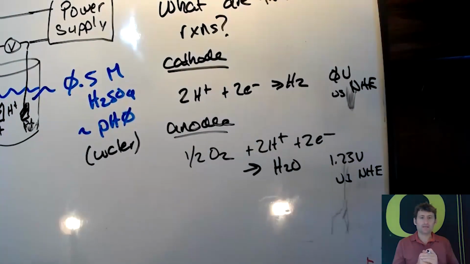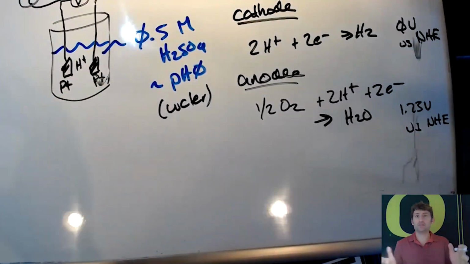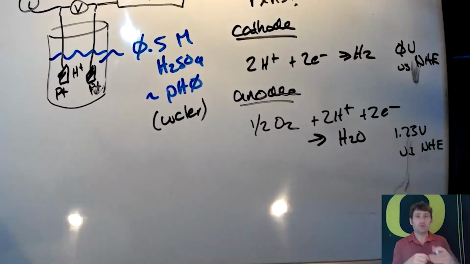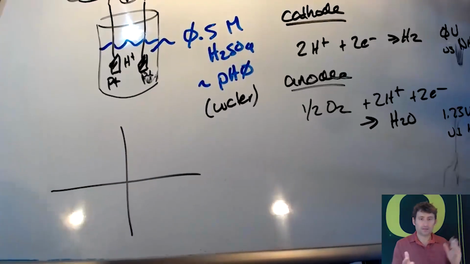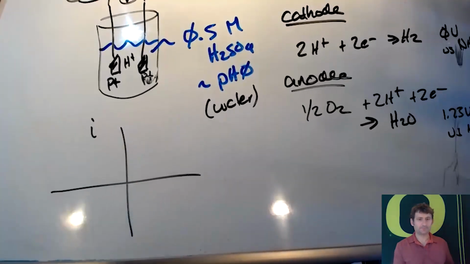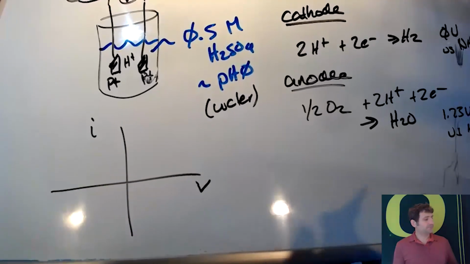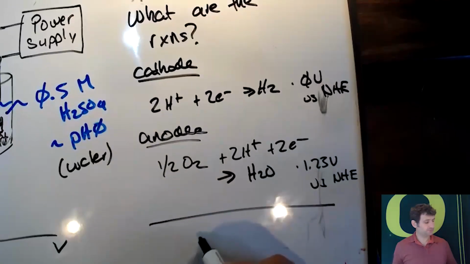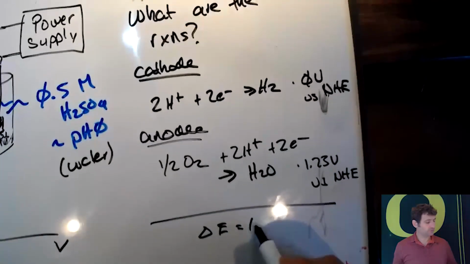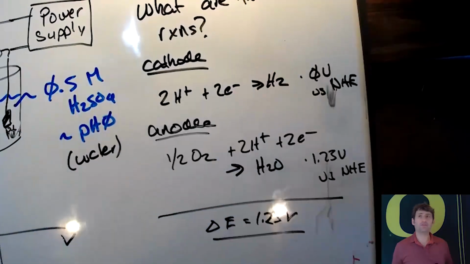Okay, so now what are we going to measure? What is the current response of the cell as we sweep the voltage, or another way to say that is, as we apply different currents, what voltage does it take to apply those currents? So let's think about that. Let's plot a current voltage curve, I versus V. Okay. So what's going to happen? Well, we need to drive both these reactions simultaneously, right? And the difference between those two, delta E, equals 1.23 volts. So we need a total of 1.23 volts to drive these two reactions.